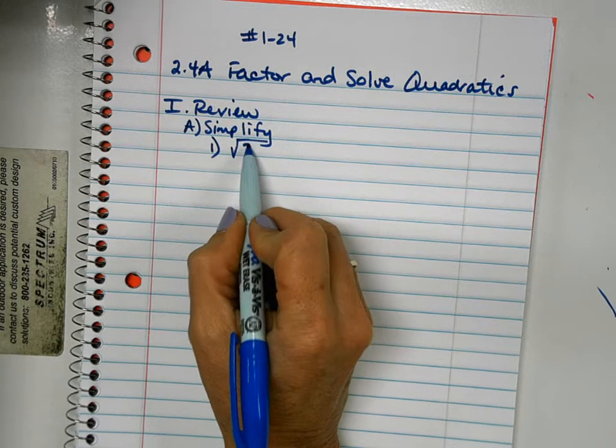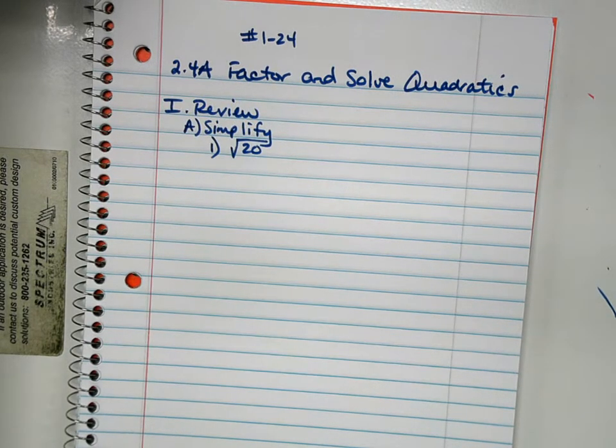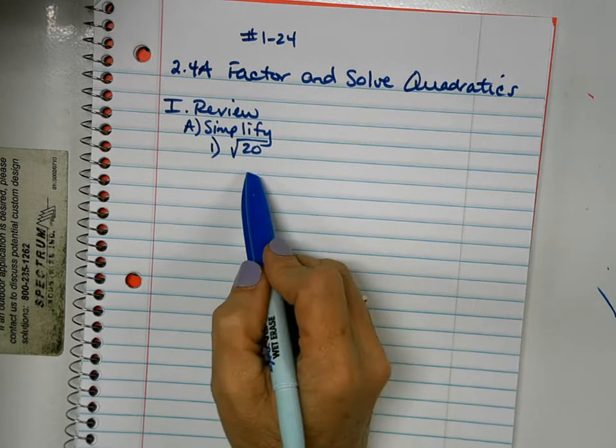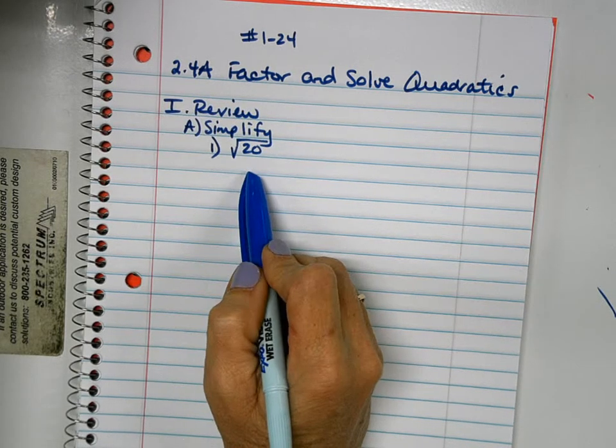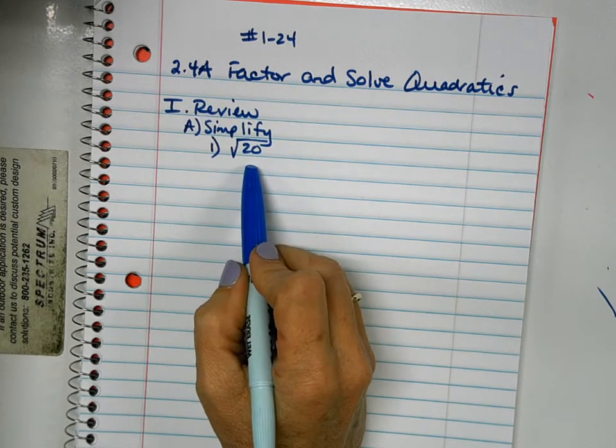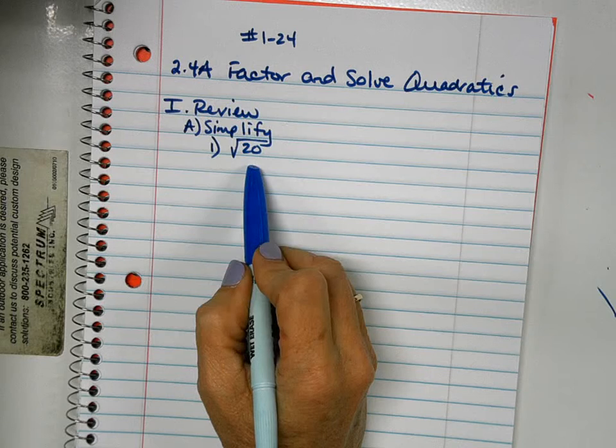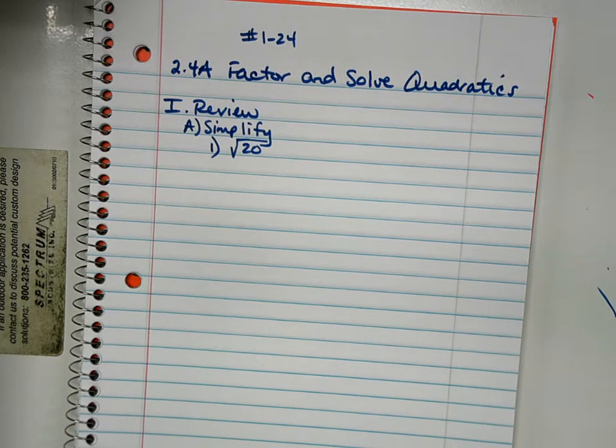If I ask you to simplify the square root of 20, I'm not asking you to approximate it. That's a good skill too, and I think most of you could tell me it's like 4.5-ish, okay? But I'm asking you to simplify it, and what that means is if there's any perfect square factors underneath, you need to pull them out. So do you remember how we did this last year? How did you do it?